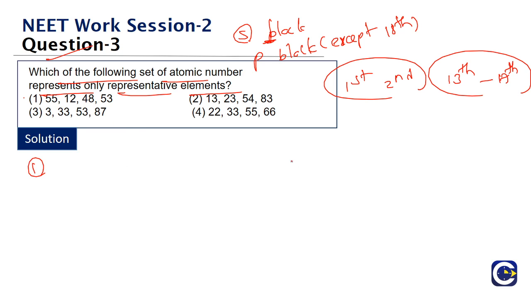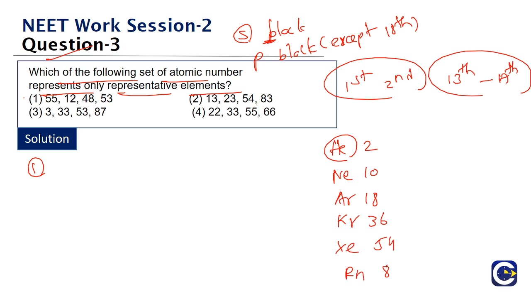55. So one method is, if you look at the atomic numbers of the inert gases, this might be handy. So what are the atomic numbers of the inert gases? Helium is 2, then neon is 10, then argon is 18, then krypton is 36, then xenon is 54, then radon is 86.